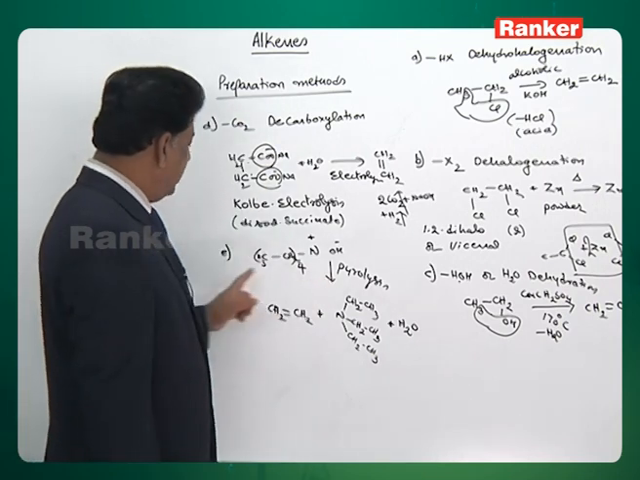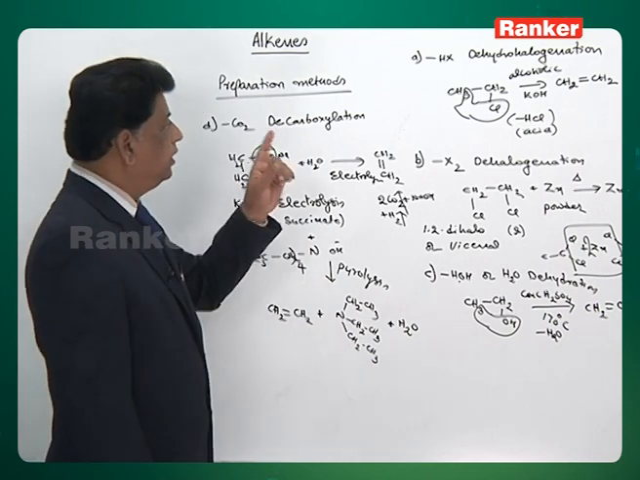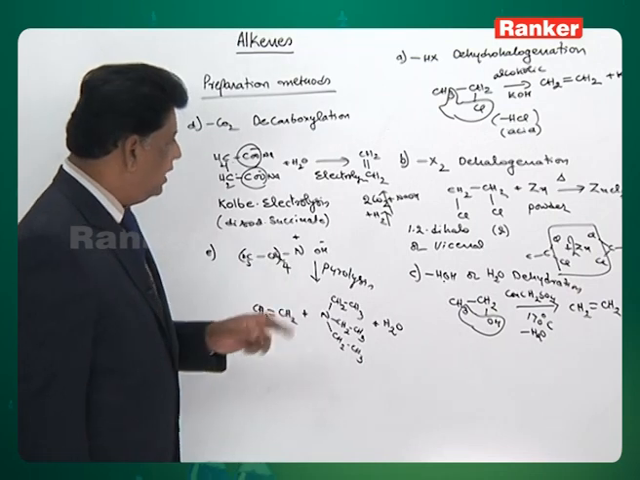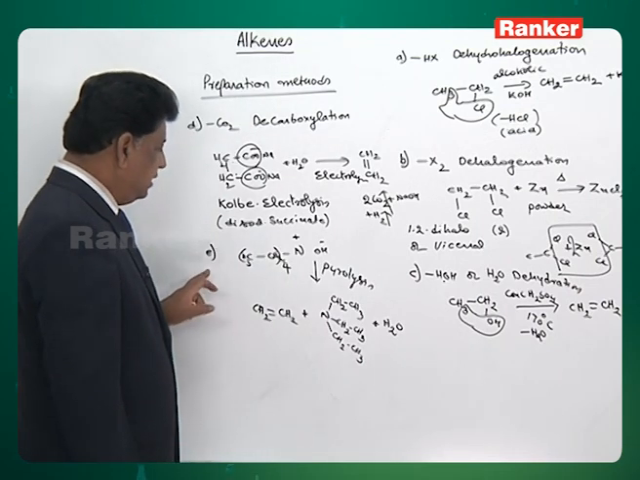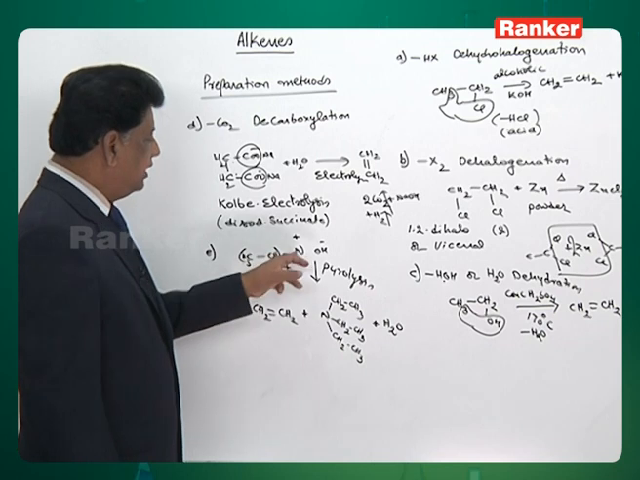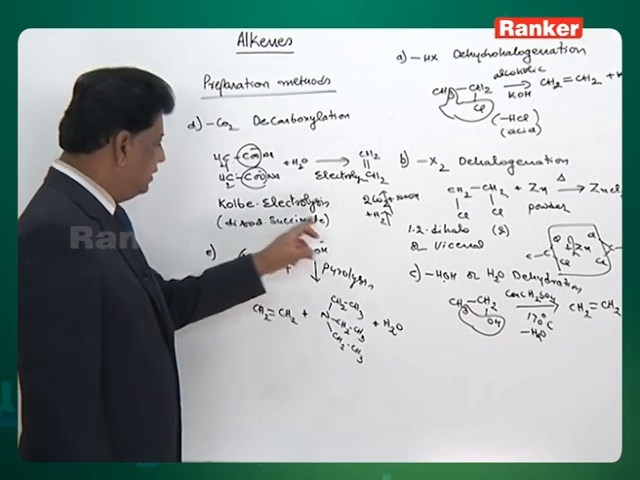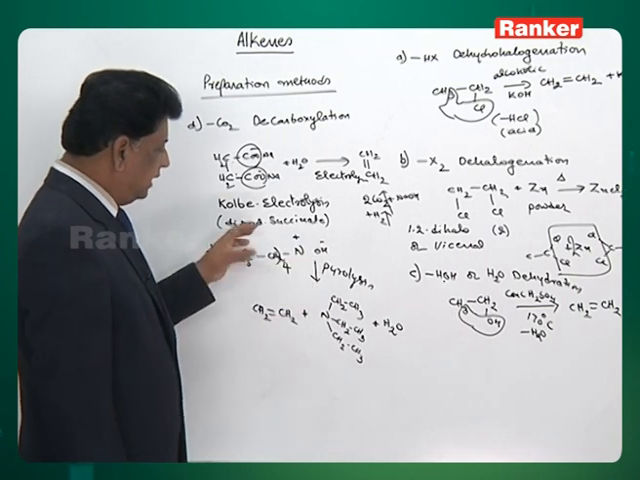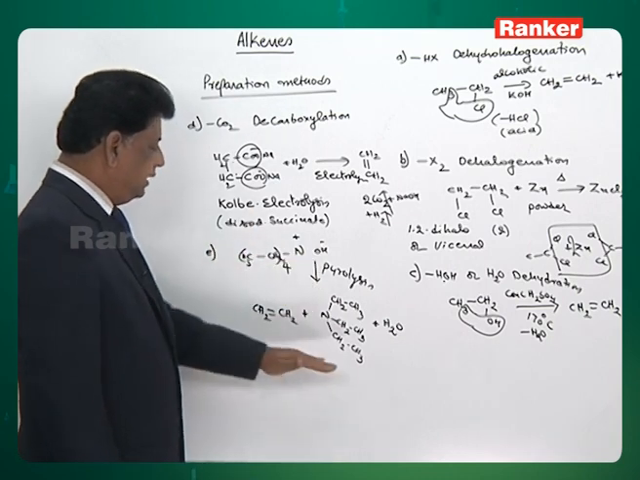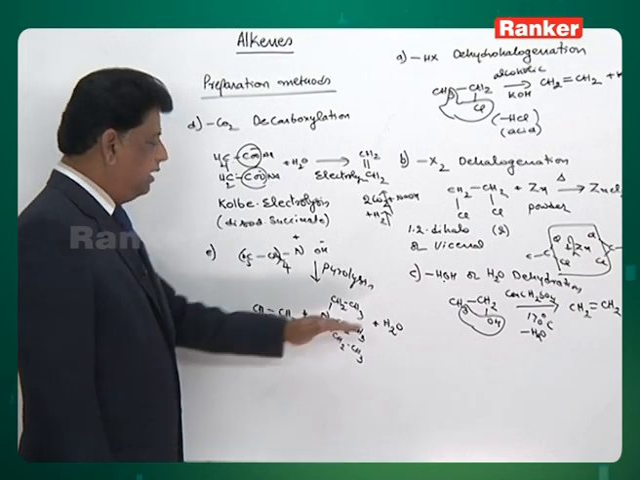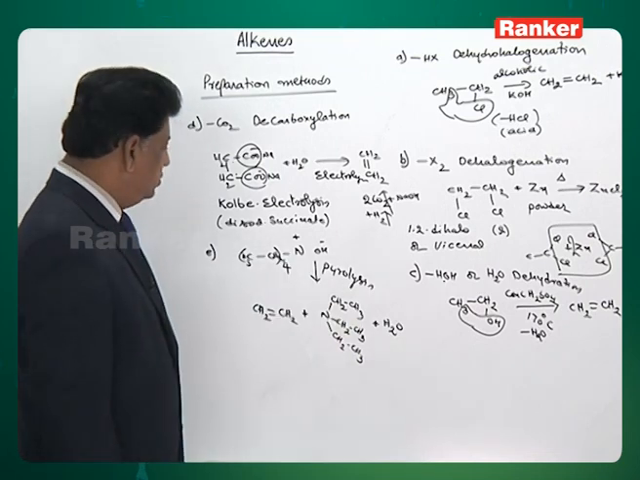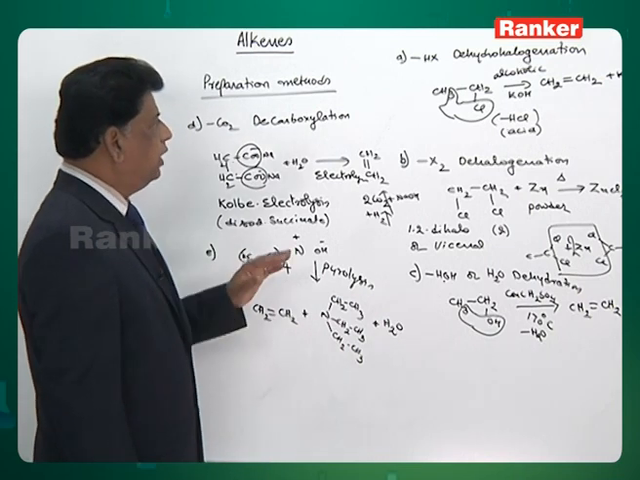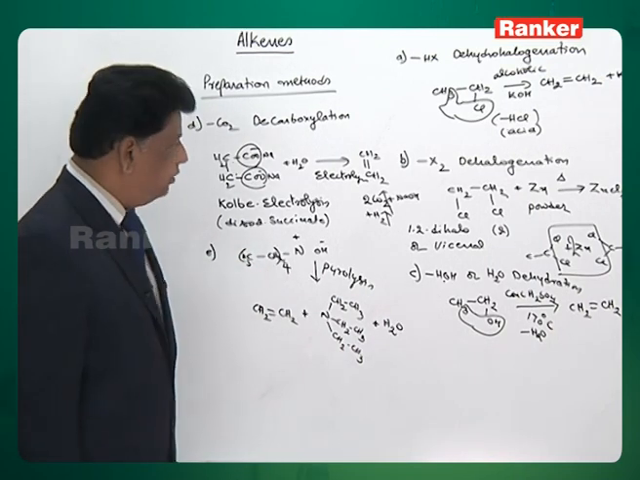So, there are 5 eliminations: dehydrohalogenation, dehalogenation, dehydration, decarboxylation, or pyrolysis of quaternary ammonium hydroxide. These are all solids. It is a salt, N plus with OH minus. The salt is heated so that a tertiary amine, 1 alkene and 1 water are formed. So, pyrolysis of quaternary ammonium hydroxides is also one elimination reaction we are taking.